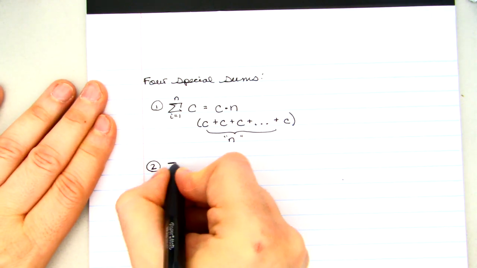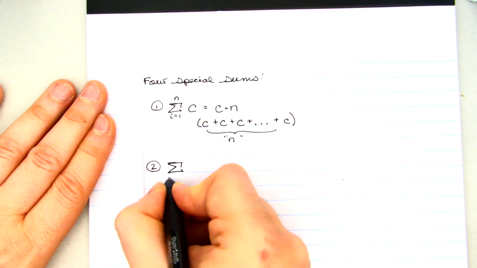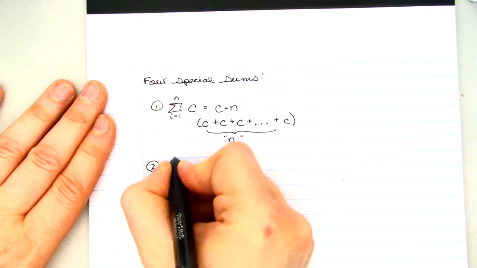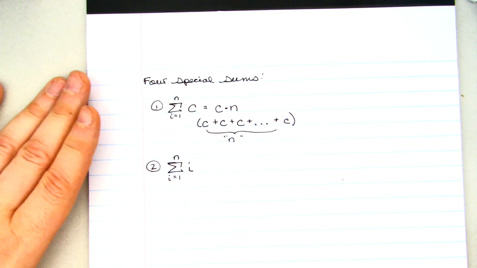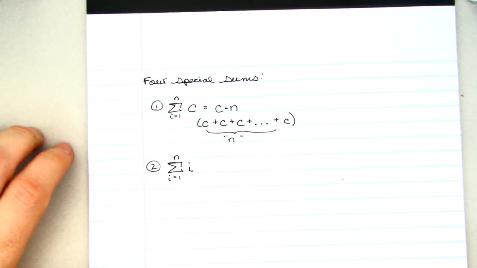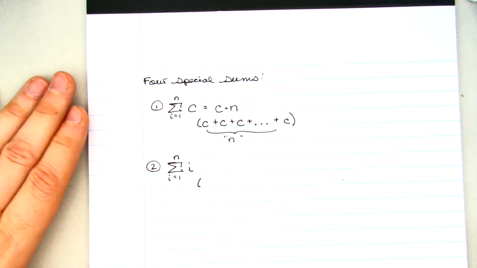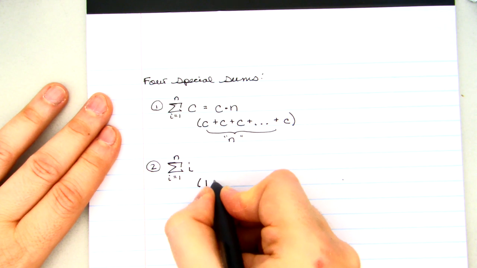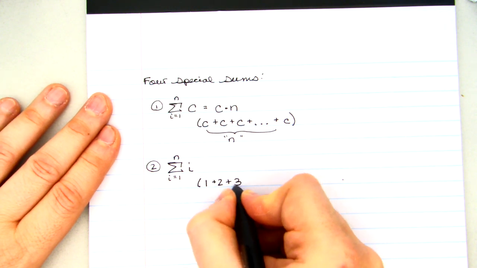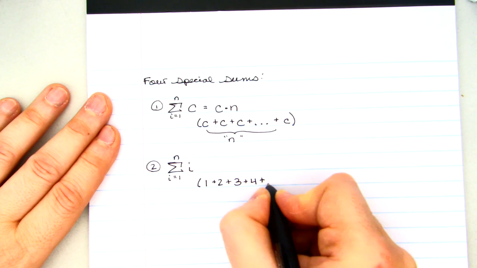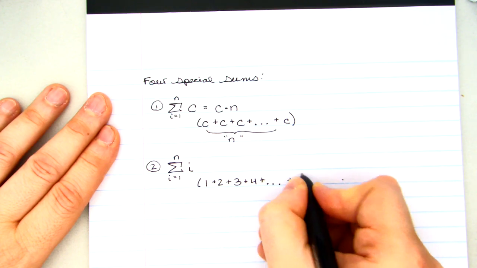The second sum. The sum as i goes from 1 to n of i, which is like asking you, what's 1 plus 2 plus 3 plus 4 plus, you're going to go on for a really long time, and eventually you'll add up n.